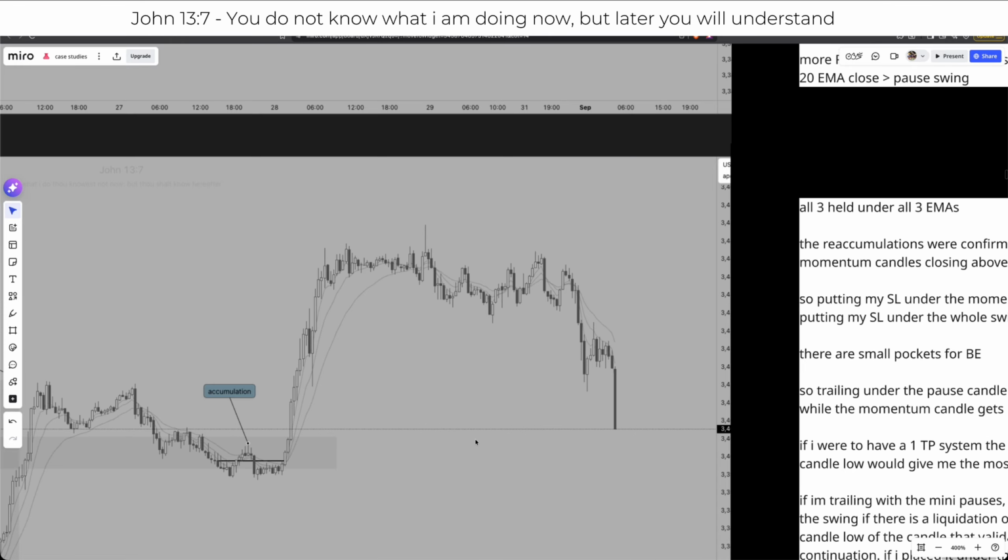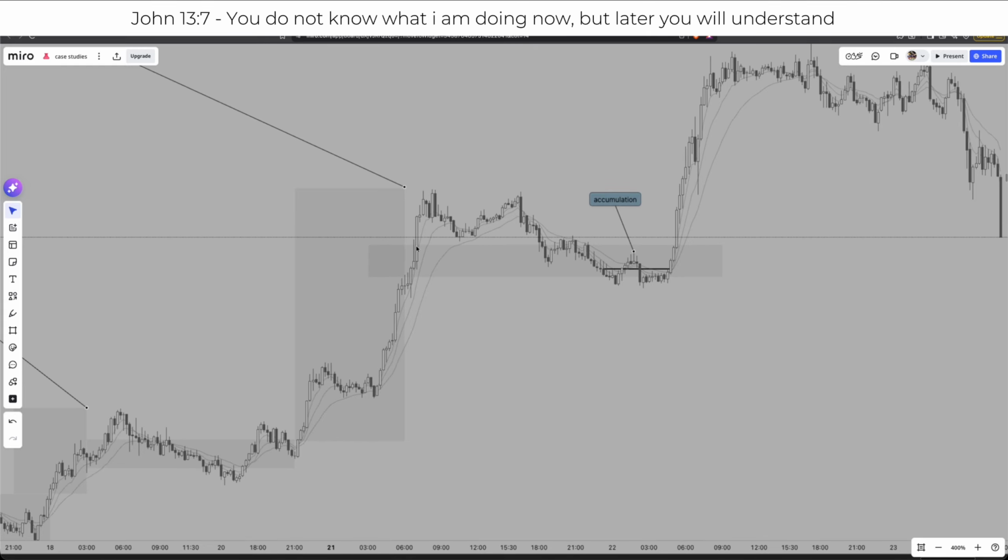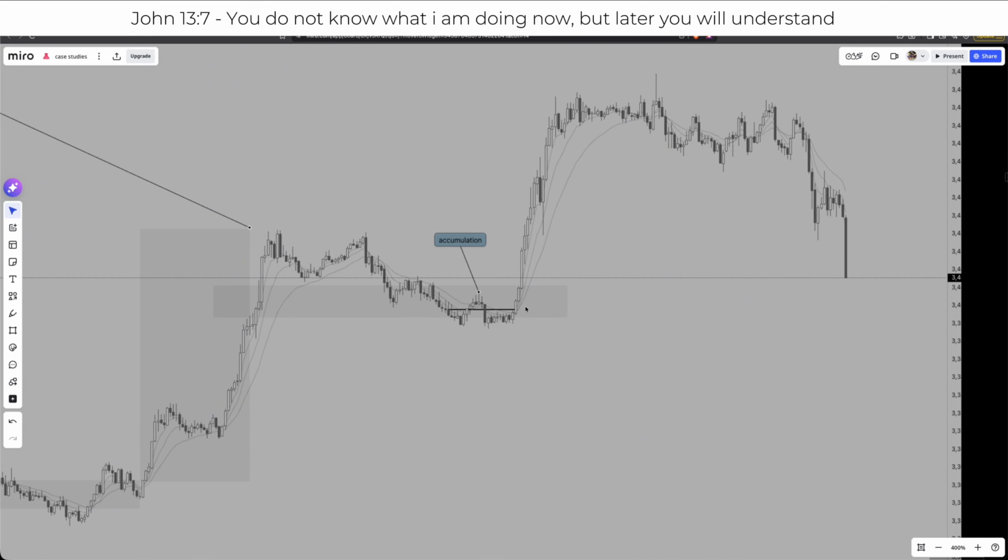Okay. Right, so you have a nice, beautiful move up, the pause, the breakdown, beautiful holding under the EMAs, broken out with this candle. If I'm choosing to go with the momentum candle, stop loss under here, trail here. So this would give me the least. I didn't even notice that. This would give me the least. The pause candles would be boom here, stop loss, boom, stop loss.